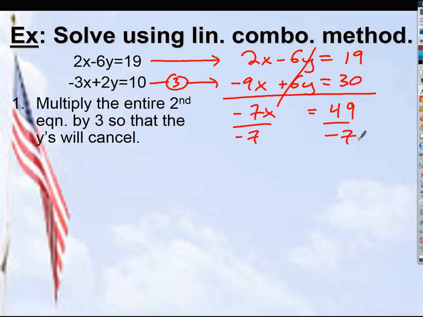And so, what do we get? X equals -7. Positive 49 divided by -7. It's -7. We're halfway there. Now what?